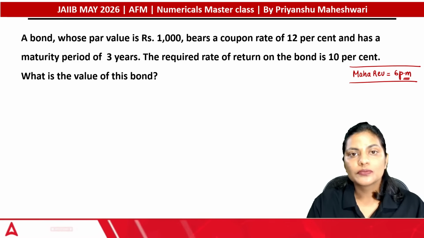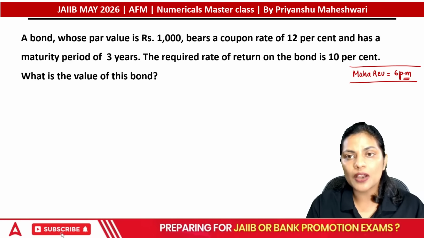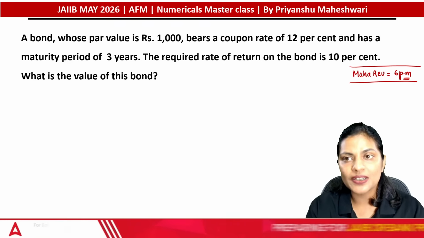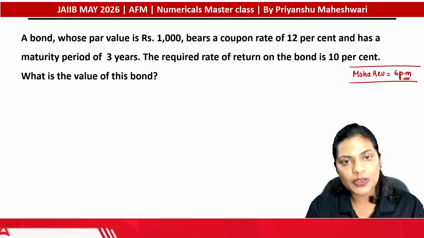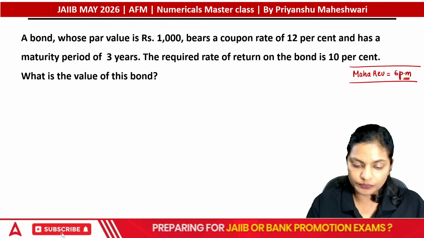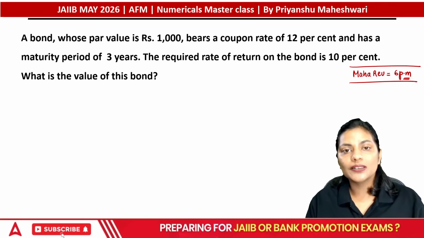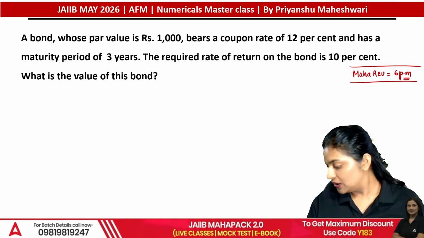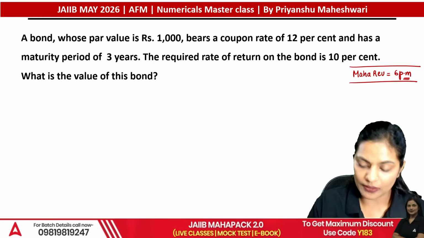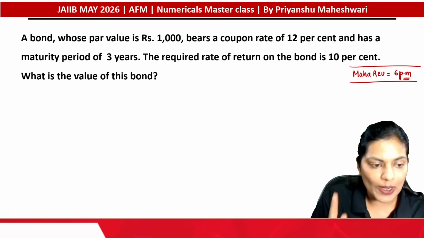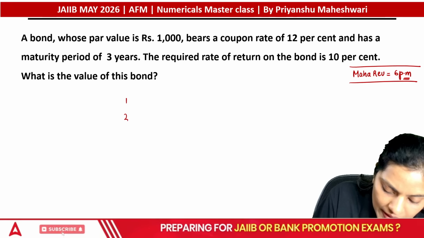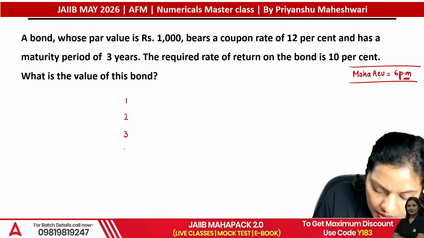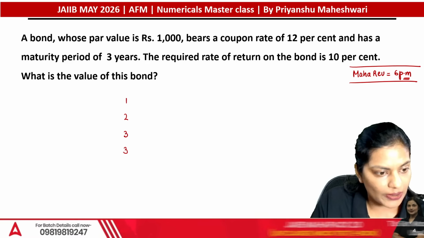Okay. A bond whose par value is 1,000 bears a coupon rate of 12% and has a maturity period of 3 years. The required rate of return on the bond is 10%. What is the value of this bond? Now, how do we calculate? Again, just stay with me and you will understand. This is the easiest thing. Step 1, write the rate of interest. First, write the years. And third year, you will also get the maturity amount. Correct?